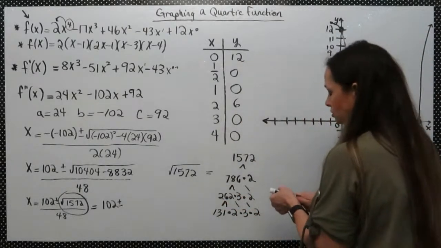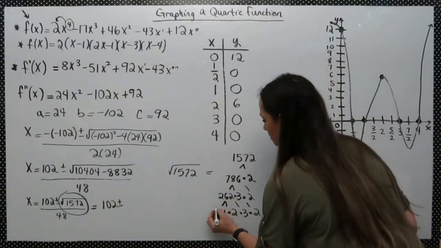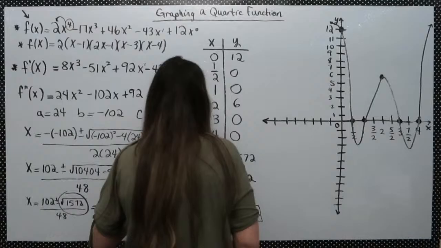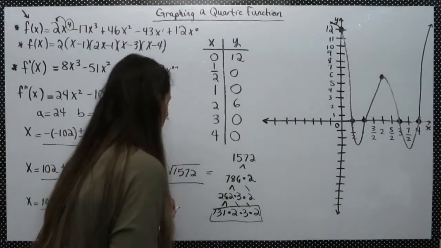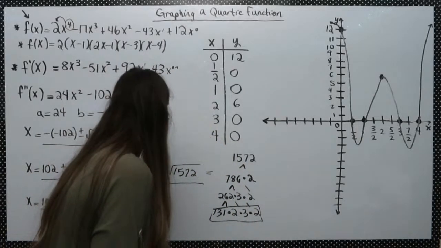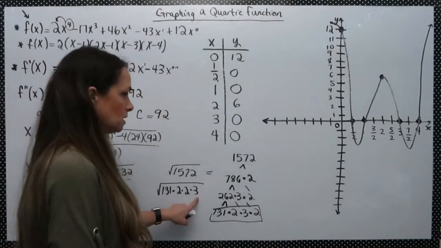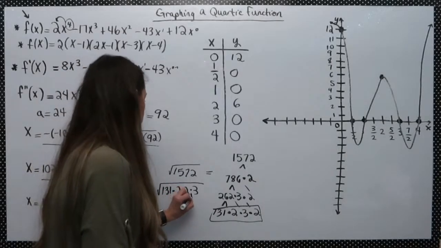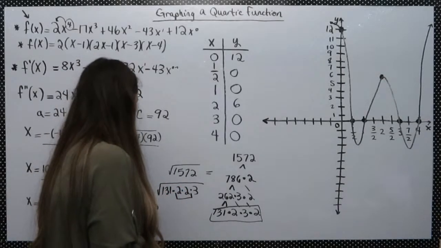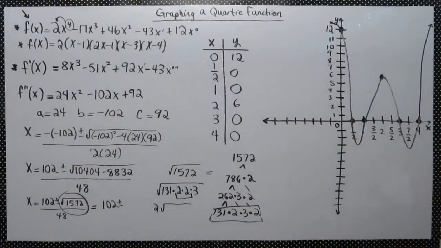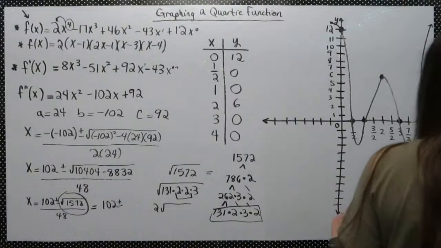All right, so here's your prime factorization. And so you're just putting all of that under the radical. So you've got 131 times 2 times 2 times 3. And so you're just pulling out perfect roots. So I can factor 2 out. That's the only one. So 131 times 3. You just multiply those back together. 393.